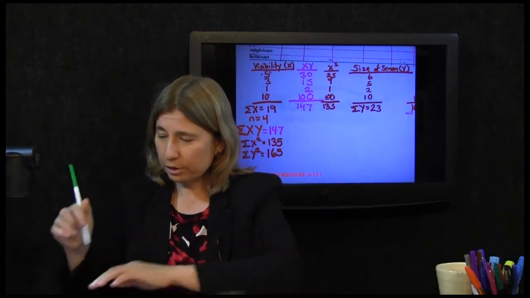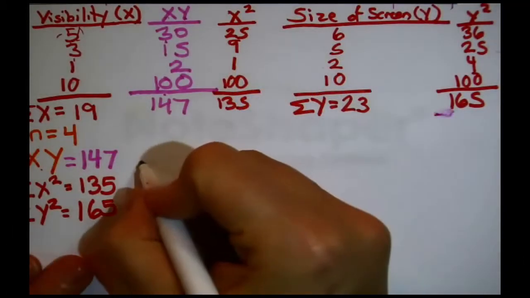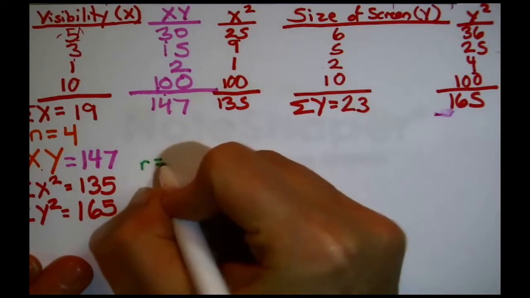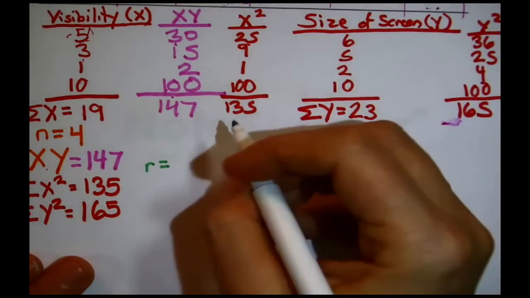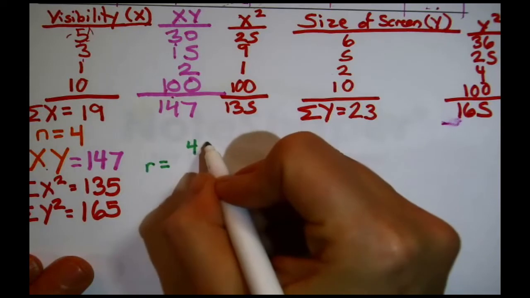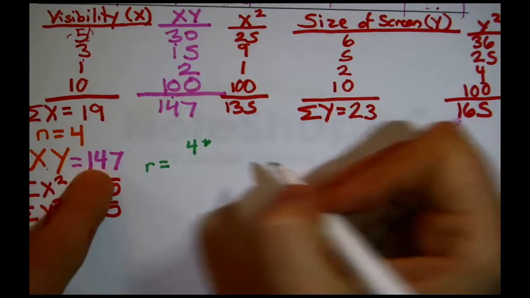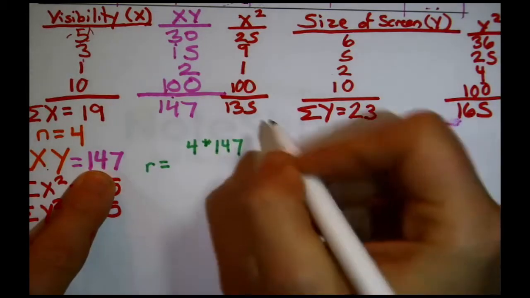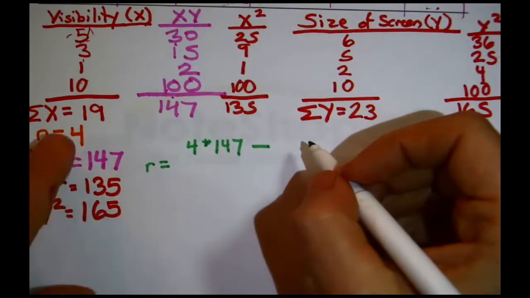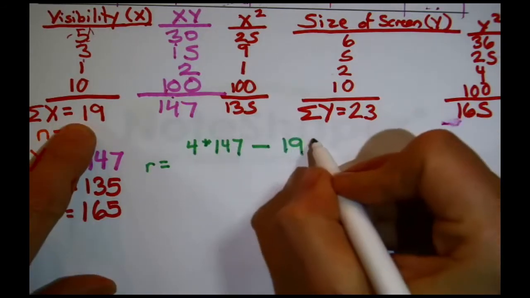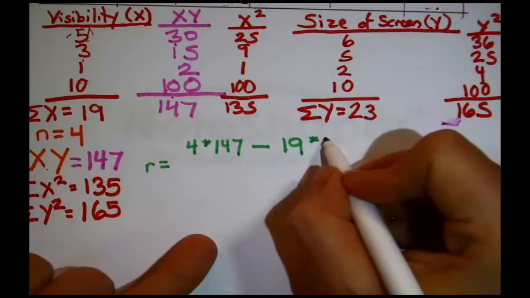All right, so this could be kind of like my assembly area right in here. The correlation coefficient between visibility and the size of the screen. Okay, the numerator begins with n. Well, that's 4. N times the sum of x times y. All right, I found that. That's 147. So it's 4 times 147 minus the sum of x, that's 19, times the sum of y, that was 23.